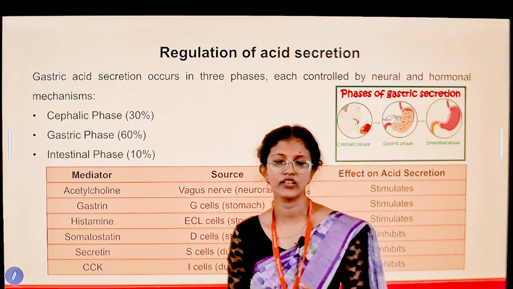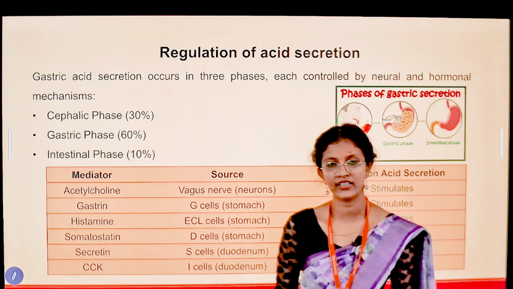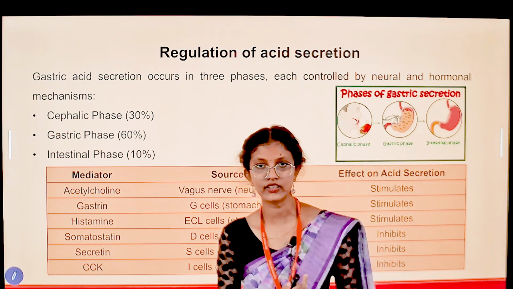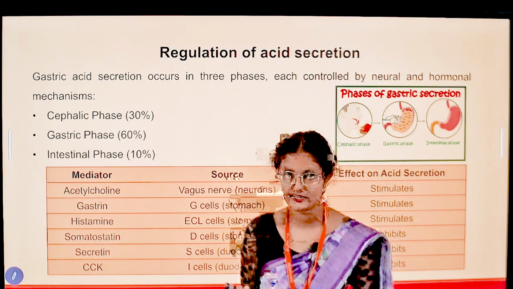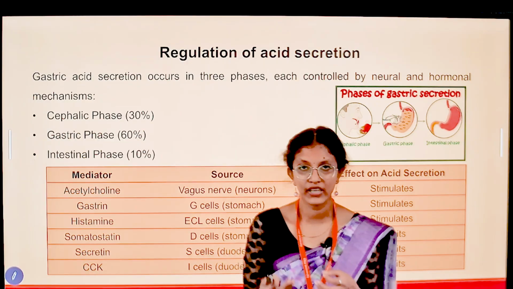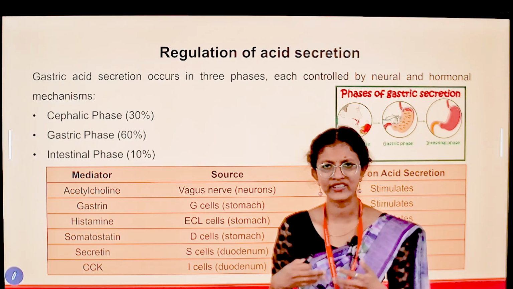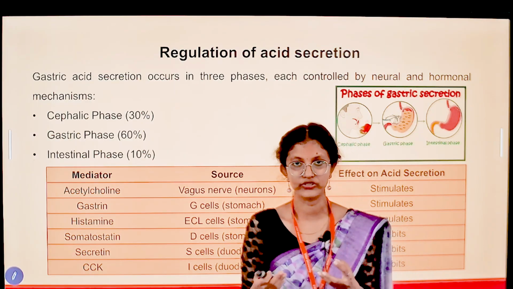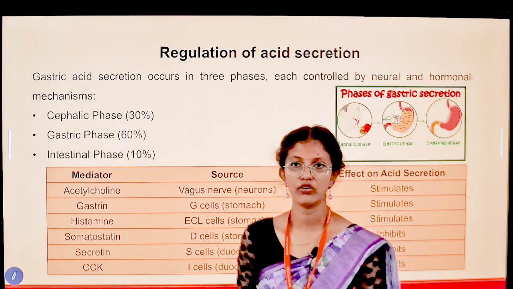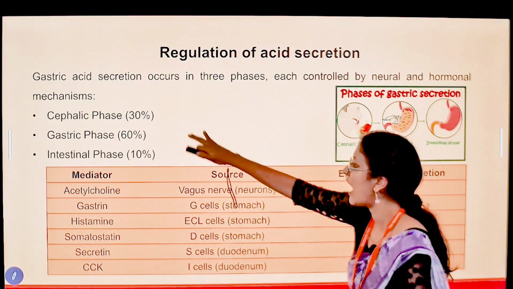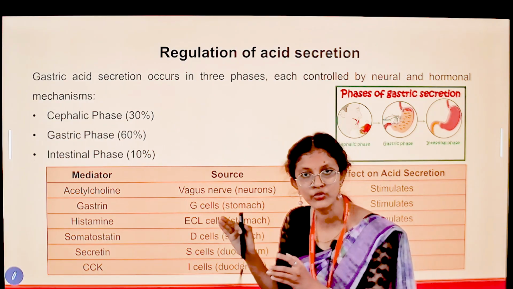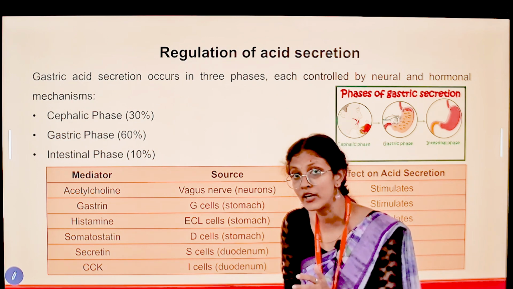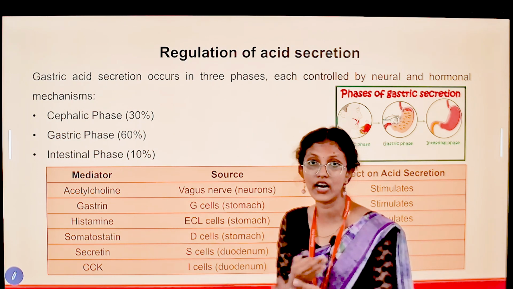And the regulation of acid secretion has three parts: cephalic regulation, gastric regulation, and the third one is intestinal regulation. Cephalic means that by smelling, hearing, or thinking, the brain gives the signal and your body starts secreting gastric juice. That will be around 30% of the gastric secretion, and the gastric phase will be 60% once the food enters the stomach, and the intestinal phase means once the food enters the intestinal part, the remaining 10% of acid secretion begins.